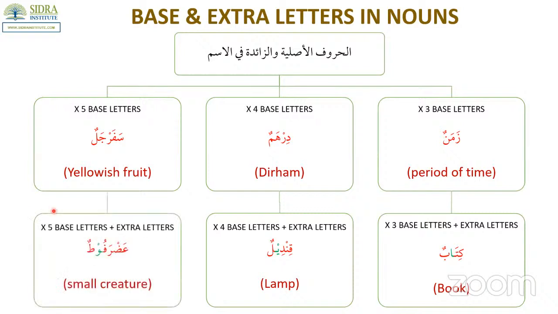For example, the word adrafutun. It's a small white creature. Ad-duwaybatul bayda, that's the word they use, like a small white creature. I've never seen it. You can probably Google this word and see an image of it. Adrafutun. In this word, the ain, the dad, the ra, the fa, and the ta are all base letters. So we've got five base letters, but we've got one extra letter, which is waw.